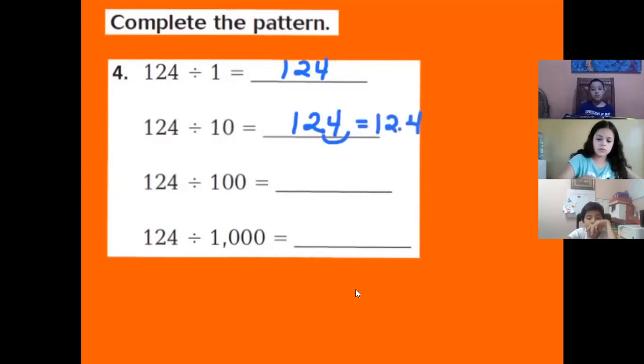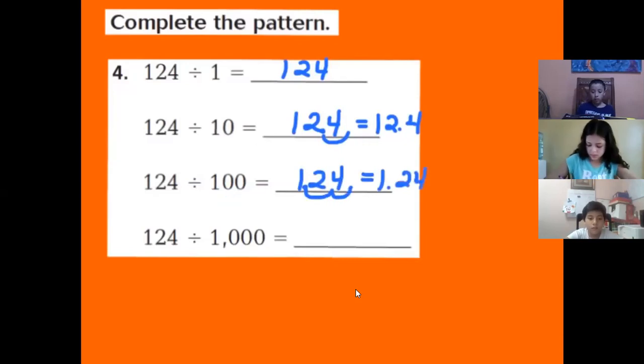Now, take a look at the next part in our pattern. We have 124 being divided by 100. Well, I know that in the number 100, there are 1, 2 zeros. So what that means is I'm going to have to move my decimal point 2 places to the left. So I'm going to go ahead and write down my 124 again. And starting from the end behind the 4, I'm now going to move the decimal over 1, 2 places to the left. So the decimal now falls in between my 1 and my 2. So my quotient now turns out to be 1 and 24 hundredths.